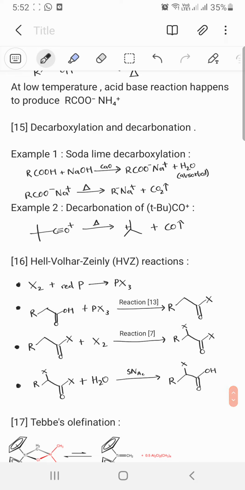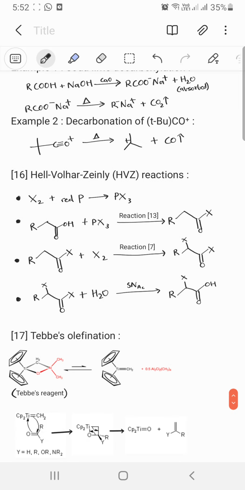Decarboxylation and decarbonation. Okay. Yeah, no big deal. Decarbonation, fine, fine. Hell-Volhard-Zelinsky reactions, whatever this thing is. Okay.